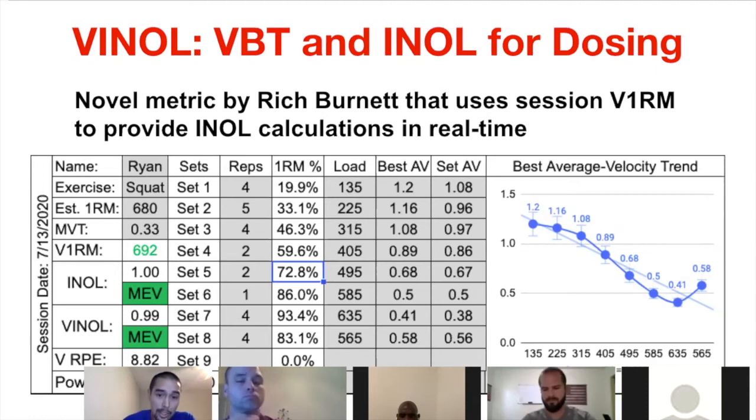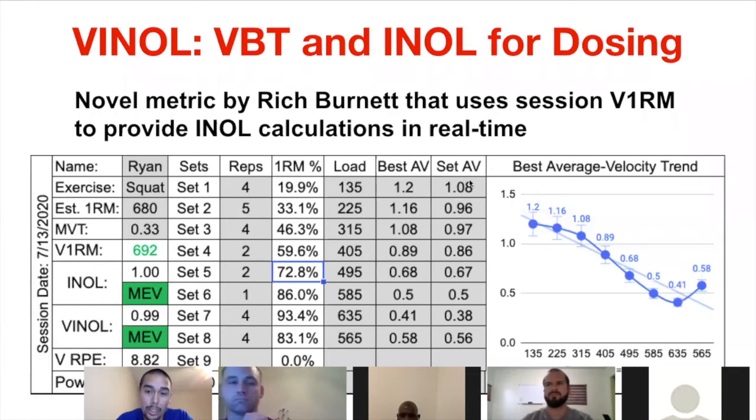On this particular day, he was working up to, I guess, 635. I think that was a number he had already decided upon. He was going to get 4 reps, and then he was going to do a drop set. So here's the story as it unfolds. You've got 135 for 4. He moved it at a 1.2, but the set average velocity is a 1.08.